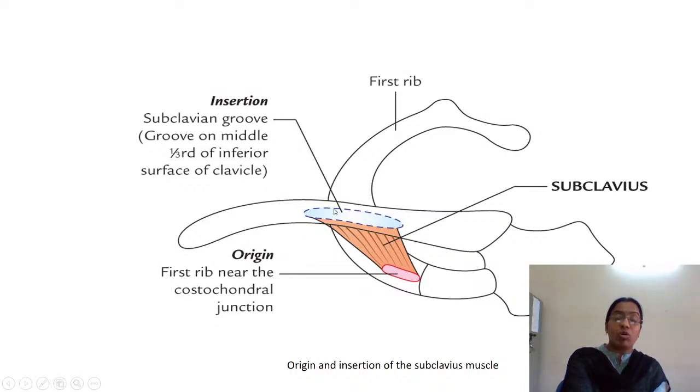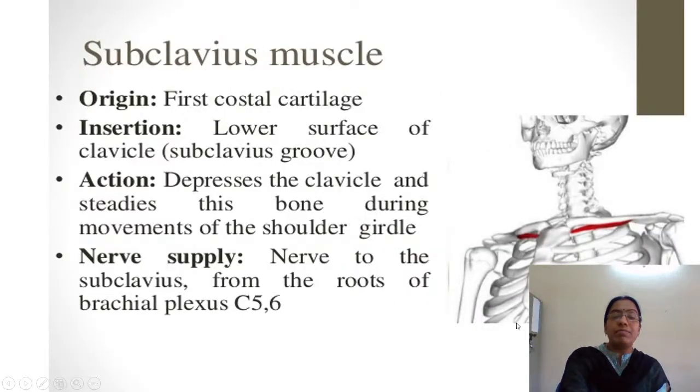When you studied the osteology part, you might have known this. So the subclavius, which is coming from the first rib, from the first costal cartilage, is getting inserted into the groove for the subclavius which is present on the 1/3 part of the inferior surface of the clavicle. So the origin is from the first rib and the insertion is into the groove for the subclavius.